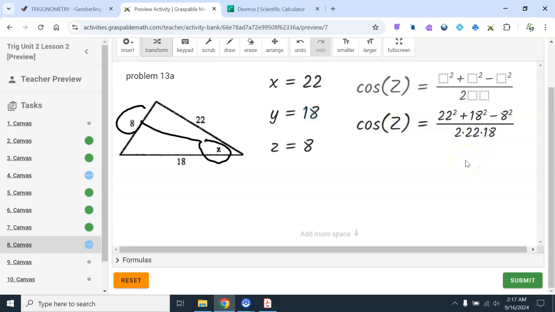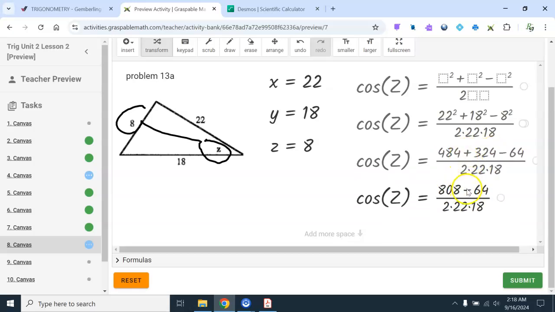Depending on how you want to handle your calculator, I tend to figure out the answer to the numerator as one problem, sticking all this in as one problem, and then find the answer to the denominator, 2 times 22 times 18 as one problem, to get both numbers. And then from here, again, you can turn it into a decimal number, but we are looking for the angle Z, so that means we have to use inverse cosine.